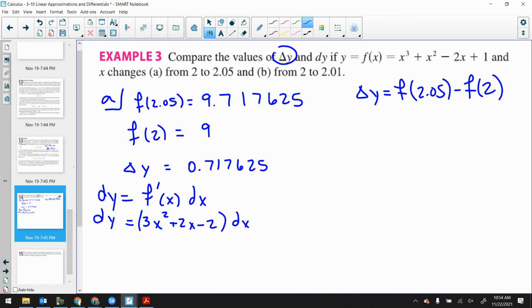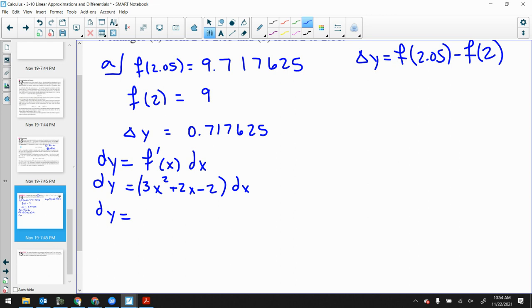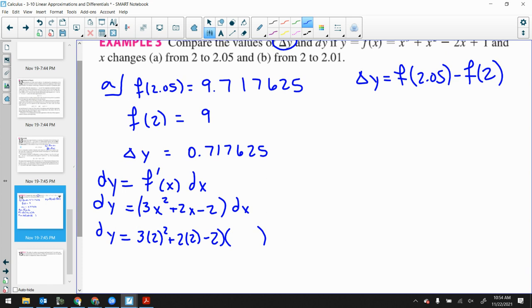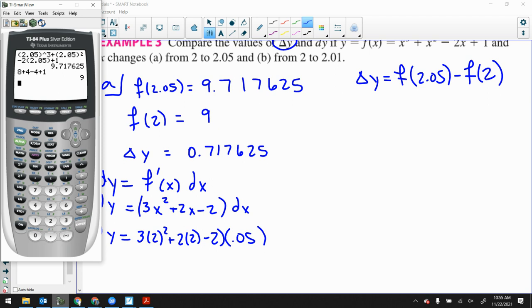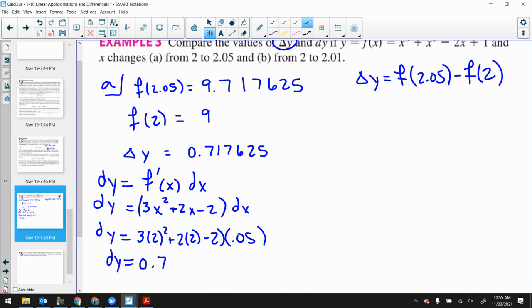Now, where is this at? This is at 2, right? This is at 2, going from 2 to 2.05. So dy is equal to 3 times 2 squared plus 2 times 2 minus 2, and then multiplied by the differential on x. Well, what was the differential on x? 2 to 2.05, so 0.05. Okay, let's evaluate that. 3 times 2 squared plus 4 minus 2, times 0.05. 0.7. So dy is 0.7.